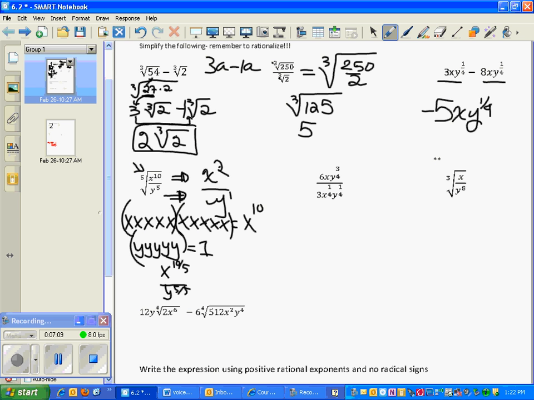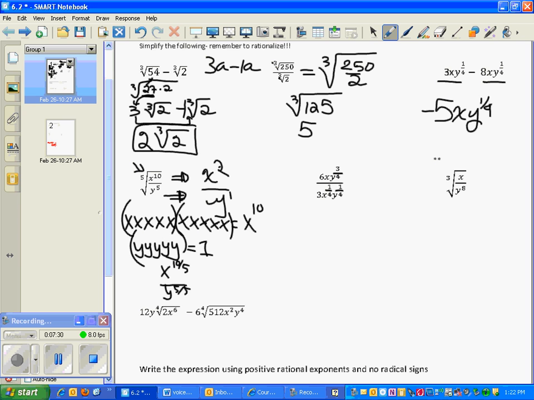All right, we have 6x y to the 3/4, 3x to the 1/4, y to the 1/4. Did your lines disappear on yours? No? Okay. Uh-huh. 1/4.